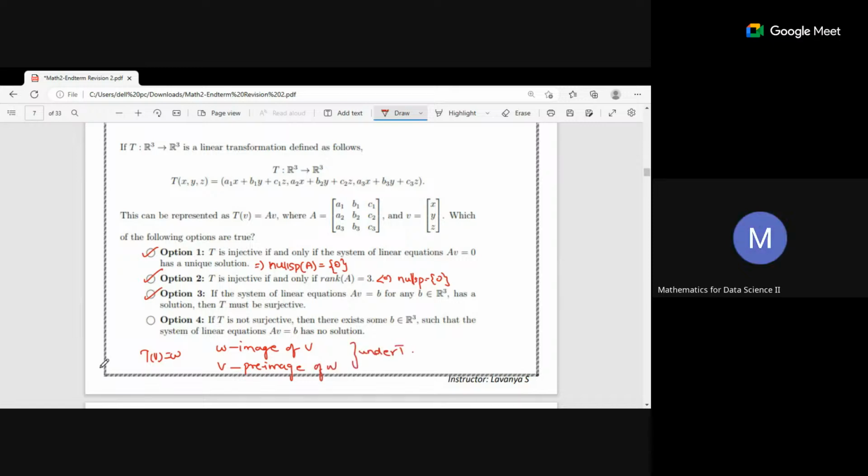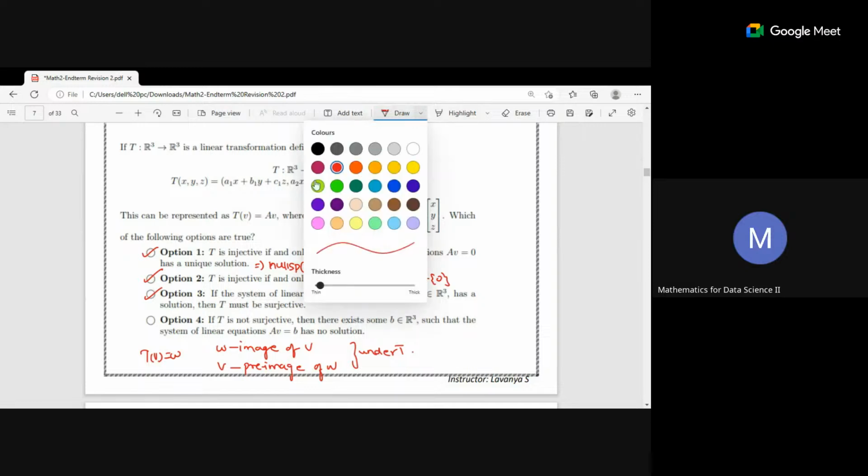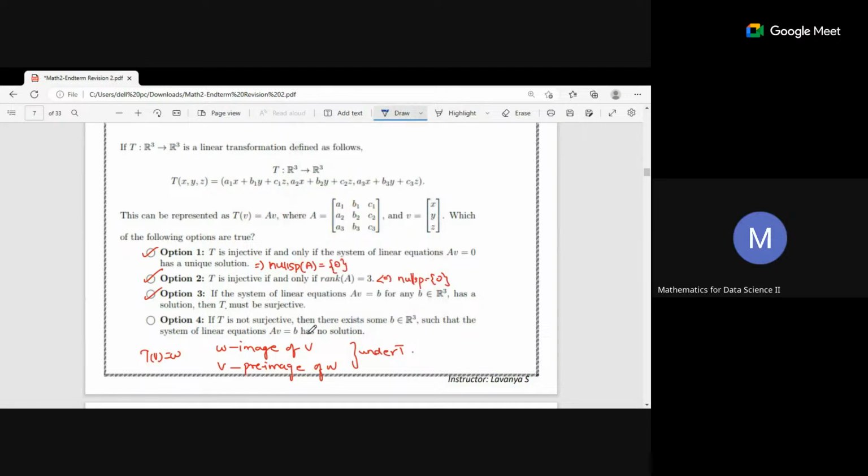Yes, ma'am. Okay. So if T is not surjective, then there exists some B in R3 such that the system of linear equations Ax equal to B has no solution. Is that true? Yes, ma'am. It's not surjective. Okay. So from this, what do you observe?